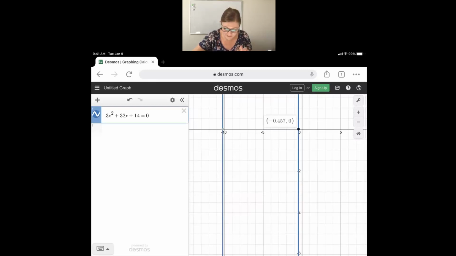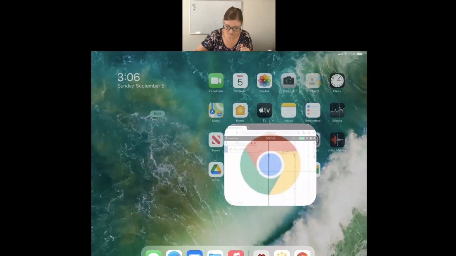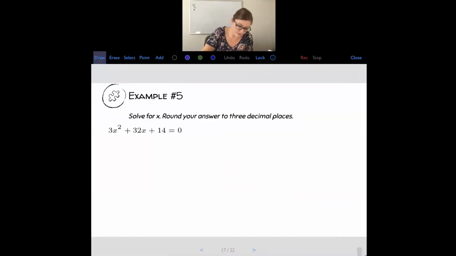And if I click here, one of my solutions should be negative 0.457. And if I click over here, another one of mine should be negative 10.21. This doesn't go to 3 decimal places. But I'll show you how to get this using the calculator as well. Okay, so we are going to go back. So we have our quadratic equation. We have a is equal to 3, b is equal to 32, and c is equal to 14.